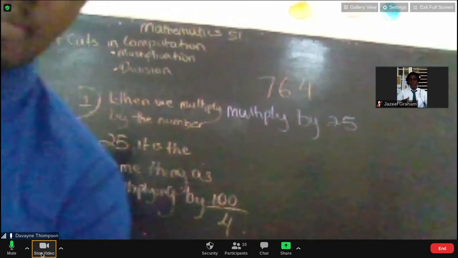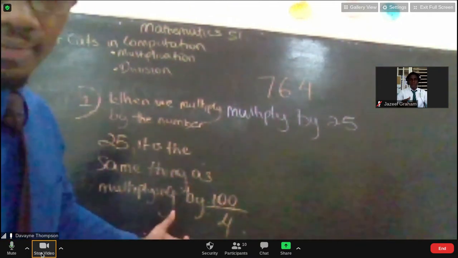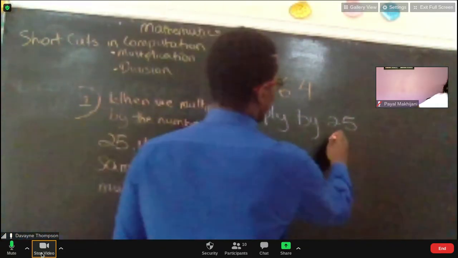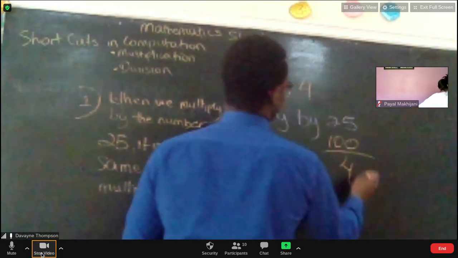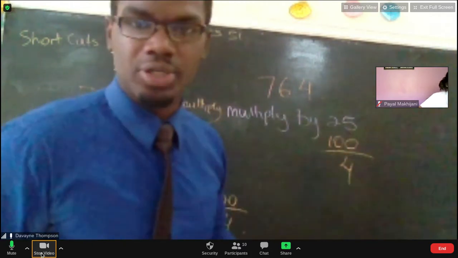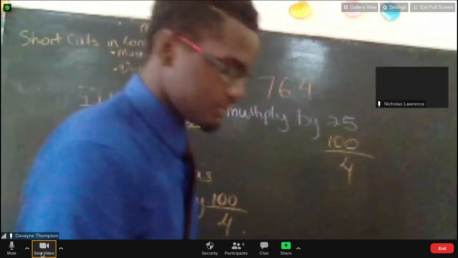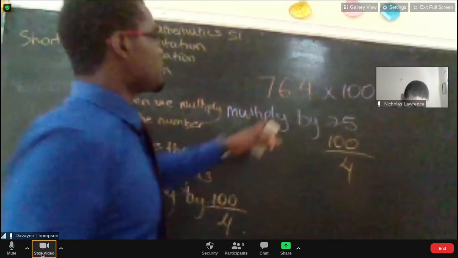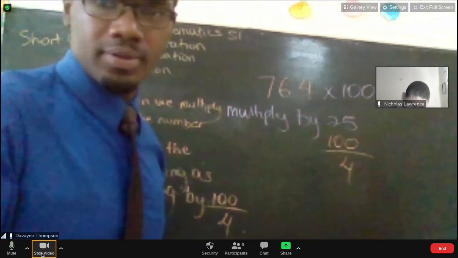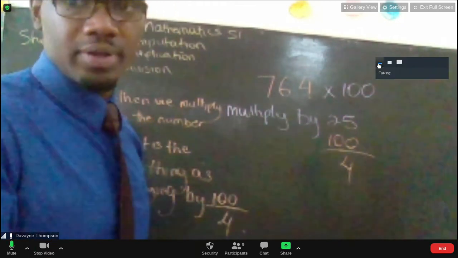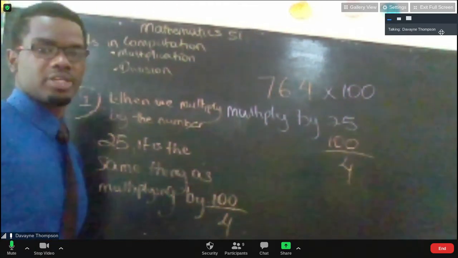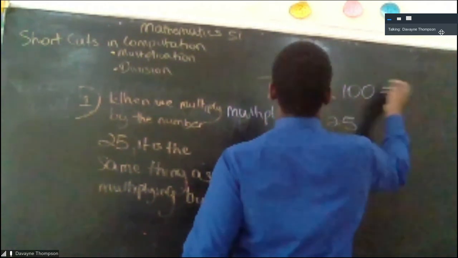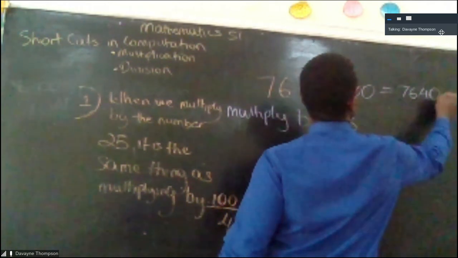What's 100 divided by 4? Isn't that 25? Yes, sir. Right. So let's multiply now this number by 100 divided by 4. Let's try that. What is 764 multiplied by 100? You just add 2 zeros behind it. Exactly. You just put 764 and 2 zeros behind it.